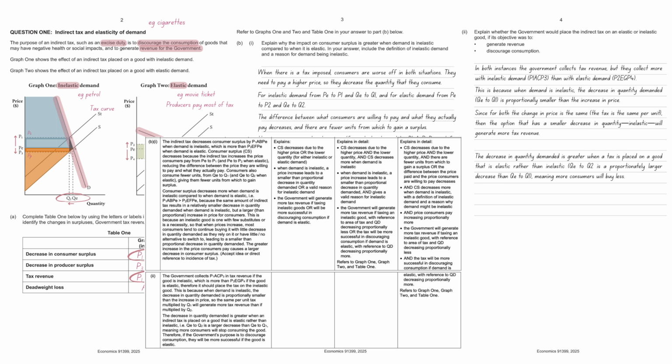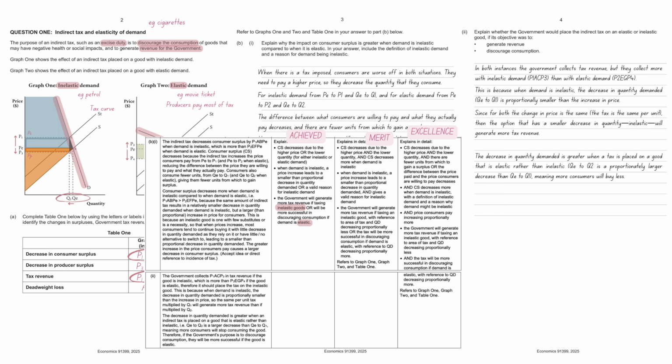It doesn't matter as long as you just write down what you need to write in some capacity. Looking at part II, here is a sample answer that they've given, which is pretty much the same as ours. And then to get achieved, you have to say the government will generate more tax revenue if taxing inelastic goods. Or you could say it'll be more successful in discouraging consumption if demand is elastic. So that's just two sides of the same coin. So that's pretty easy to get achieved.